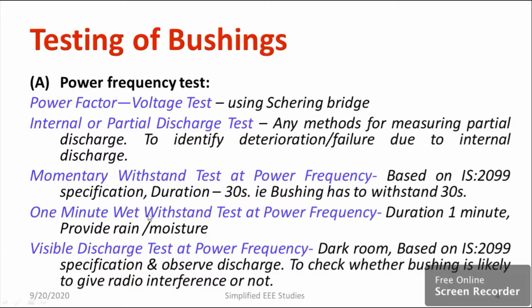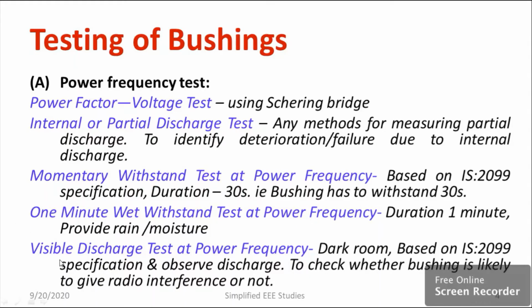Let us talk about the 1 minute withstand test at power frequency. The duration of the test is only 1 minute. While conducting the test, you have to provide artificial rain or moisture content. Make sure that during rain or moisture, your bushing survives and withstands. That's a peculiarity of this test. Why? Because bushings are mainly used in transformers. Most transformers are lying in the yard or placed in the lab. In that situation, those bushing insulators should survive against moisture, rain, etc. That is why we conduct the 1 minute withstand test at power frequency.